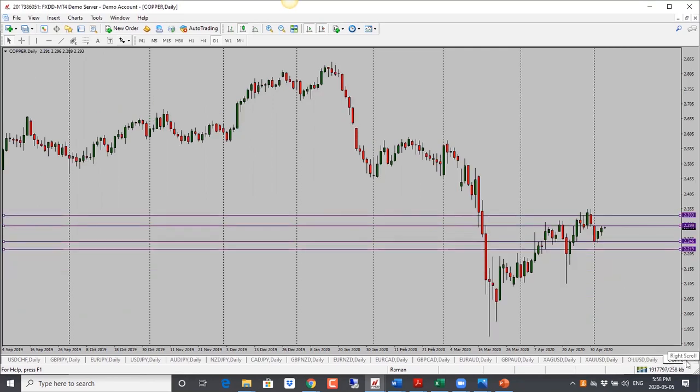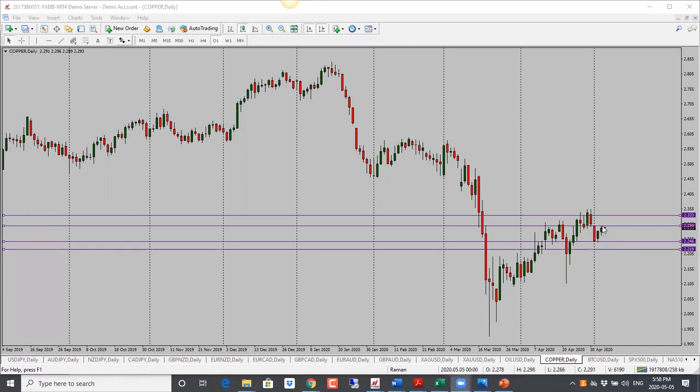Copper here, this one has pulled back here. Now today's candle close is bullish, but I would be careful with this one because we could get something like this. So right now, I am neutral on this, not looking super bullish at the moment.